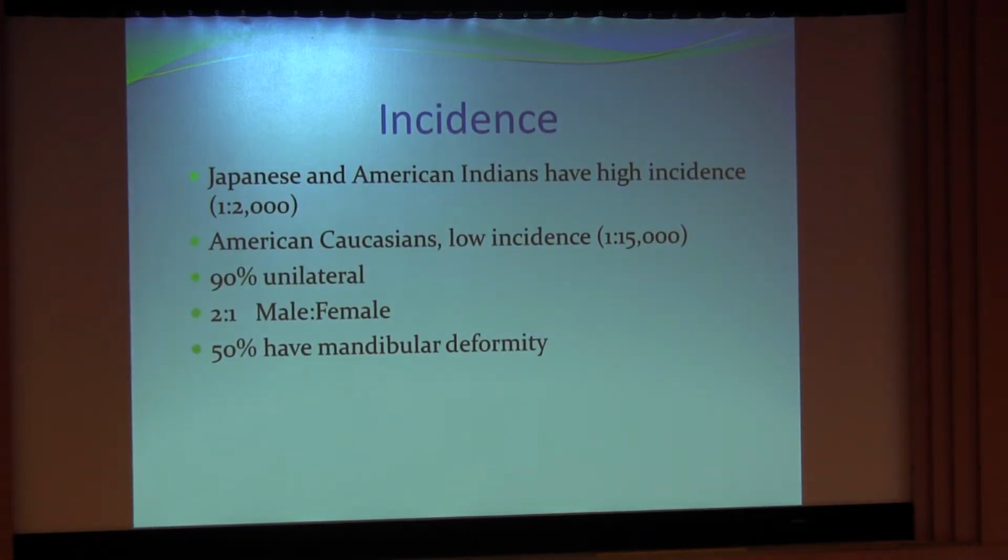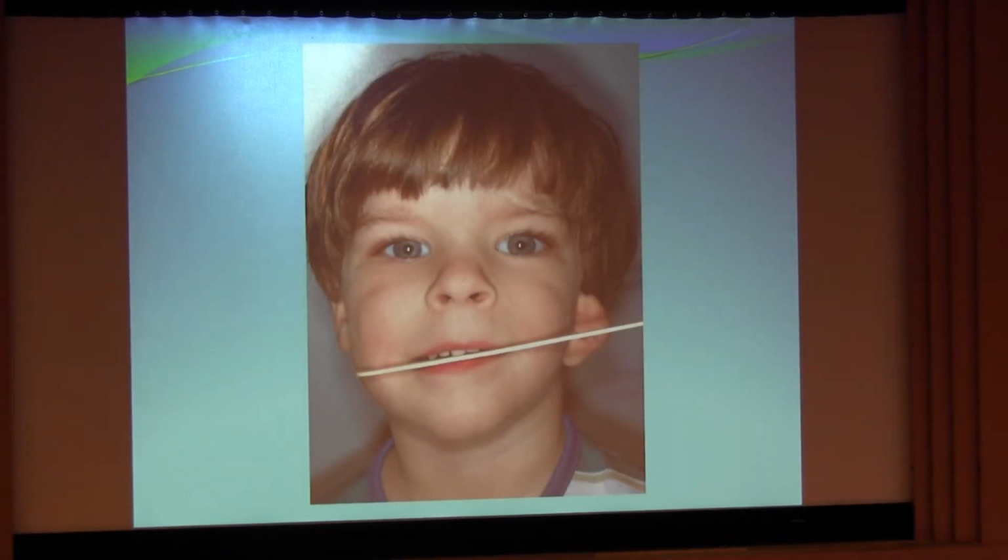If we look at the incidence, Japanese and American Indians have a high incidence, 1 in 2,000. American Caucasians are low, 1 in 15,000, excuse me. 90% are unilateral, 2 to 1 male-female, and 50% have a mandibular deformity somewhat similar to this.